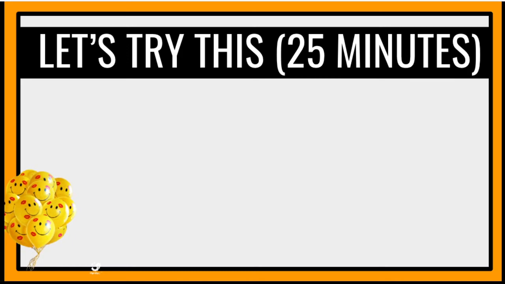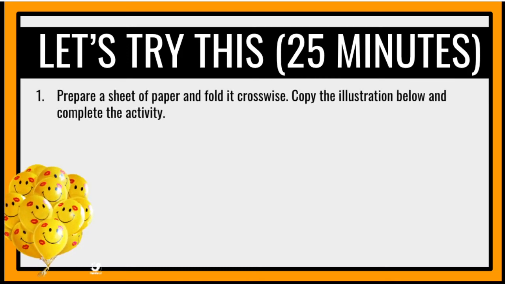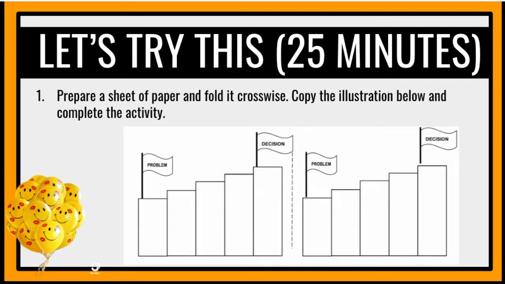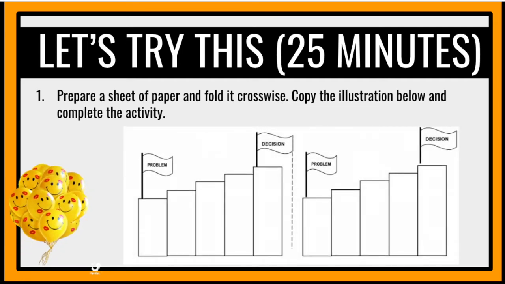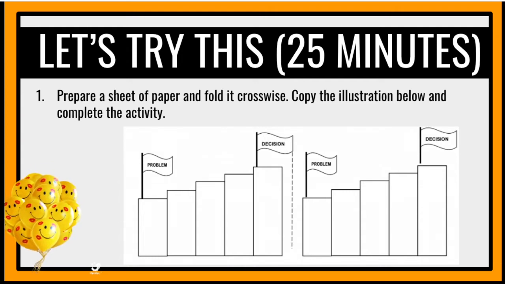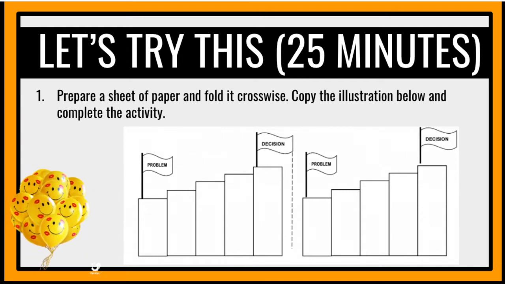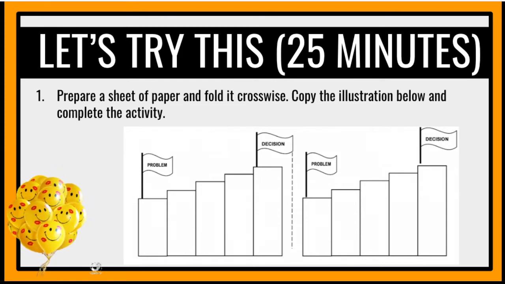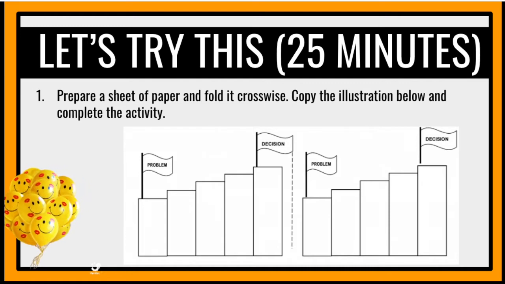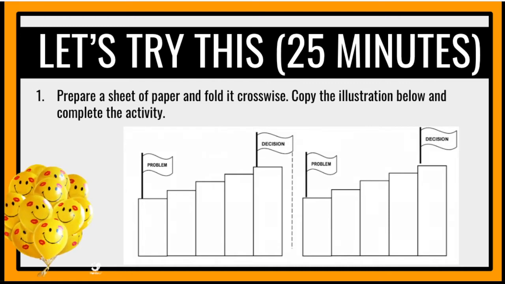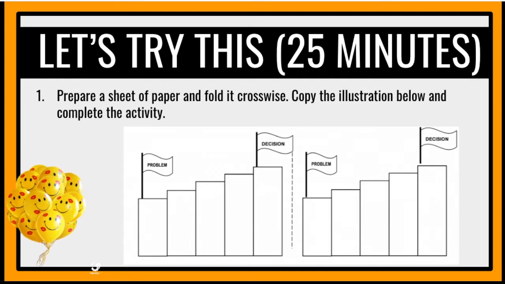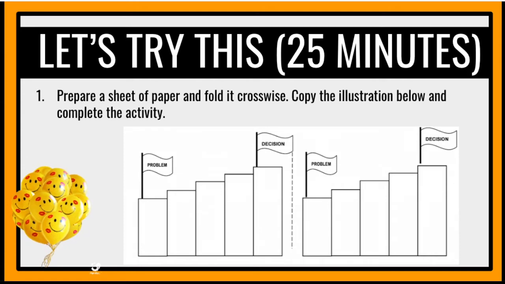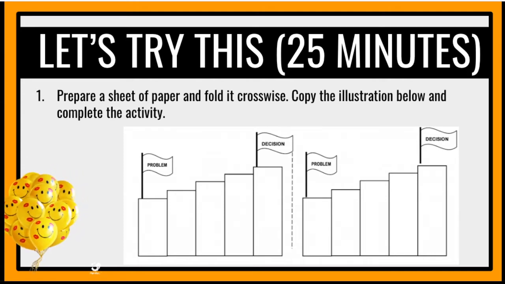Let's start the ball rolling. As a grade 10 learner, you are expected to somehow be able to make decisions in your everyday life. This activity will determine your knowledge and skills in decision making. You need to prepare a sheet of paper and fold it crosswise. Copy the illustration below and complete the activity. I'll be giving you a minute to do that. Grab a piece of paper.